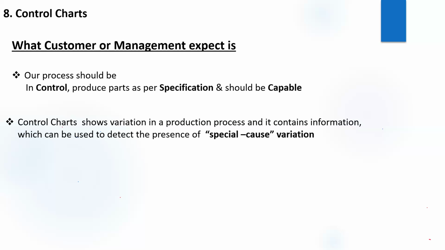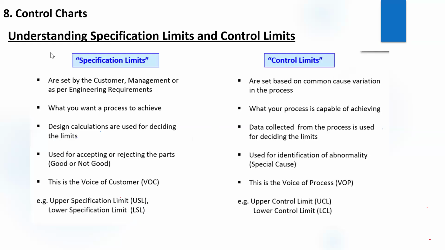And what are the control limits? Specification limits are given by the customer, but control limits are to be calculated. There are some formulas to calculate control limits. We will see one chart, and for that chart, we will calculate the control limits. But the basic difference is that the specification limit is given by the customer or sometimes management, and we need to calculate the control limits. Okay.